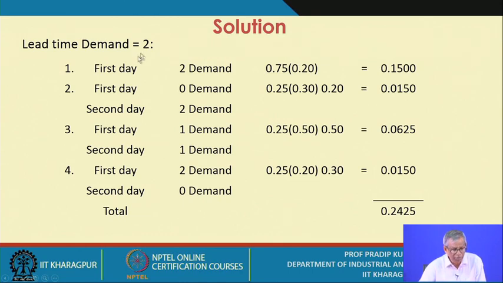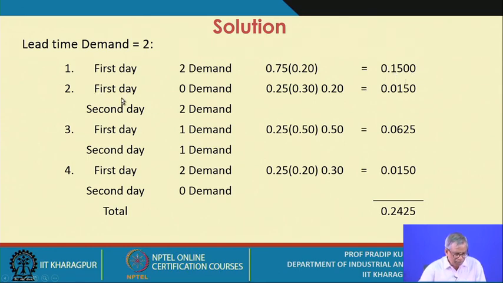Then the lead time demand is 2. There is a possibility. How many ways can it happen? Just the first day, that is the first possibility, there could be a demand for 2 units. So lead time is 1 day, and during this day the probability for the 2 units demand is 0.20. So it is 0.1500.